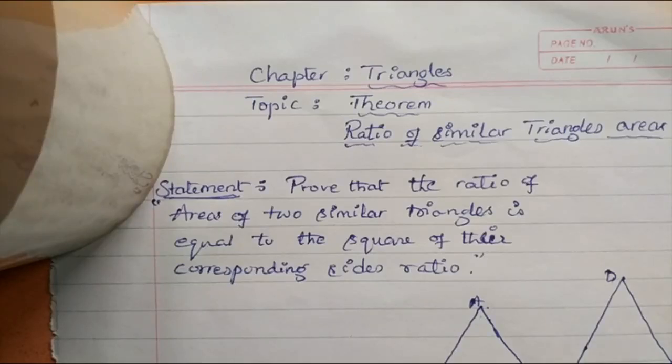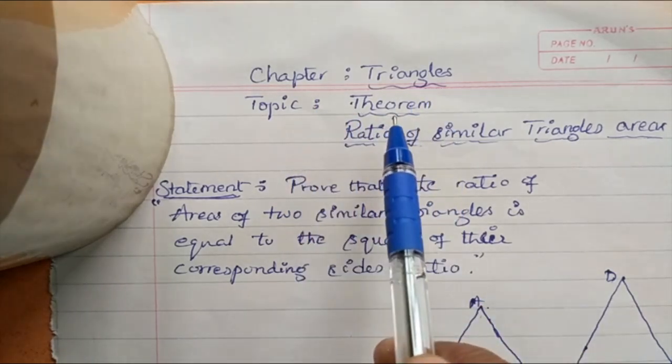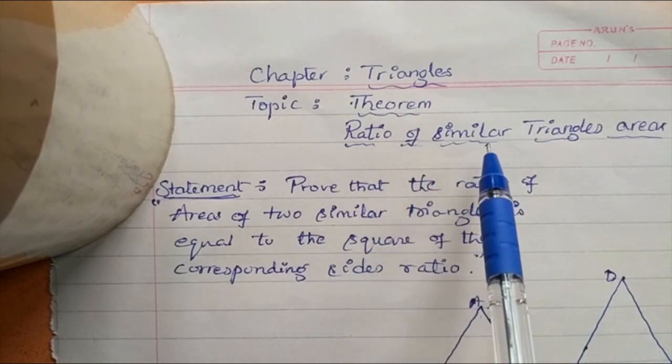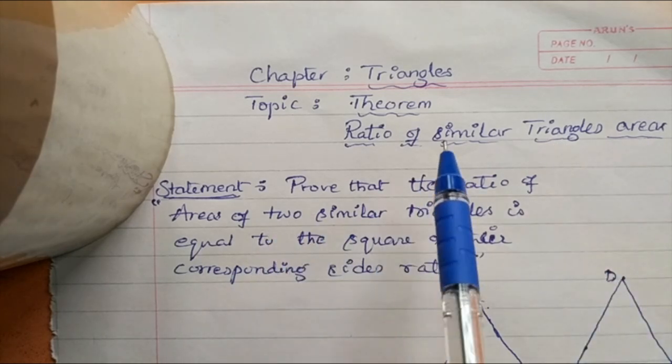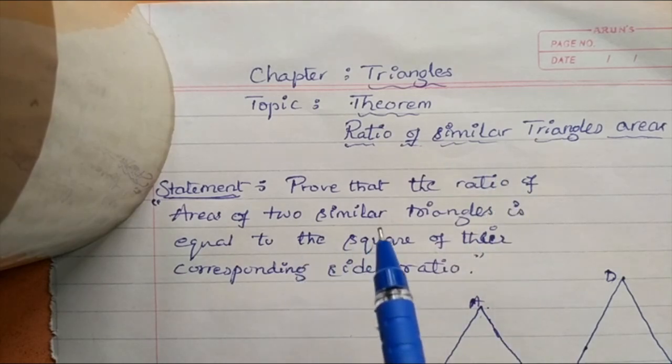My name is Vishwanath. Today's chapter is triangles, and the topic is a theorem. The theorem statement is the ratio of areas of two similar triangles. This theorem I am going to prove.